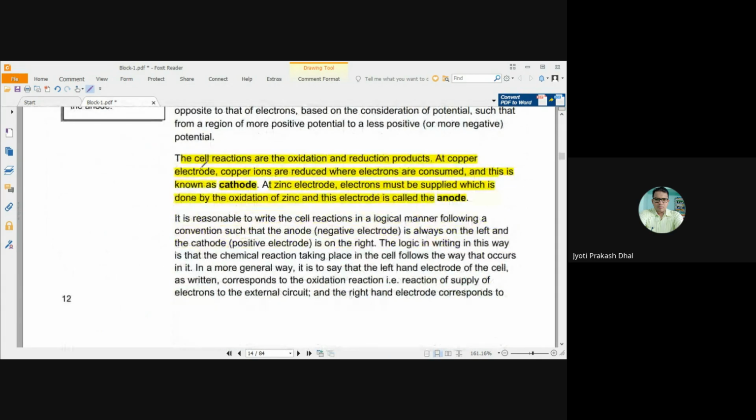So here you can see the cell reactions are oxidation and reduction. Reactions are taking place in the complete cell, and here is the copper electrode. Copper ions are reduced where the electrons are consumed, and that is known as the cathode. And in the zinc electrode, the electrons must be supplied, which is done by the oxidation of zinc, Zn0 to Zn2+, that is called the anode.